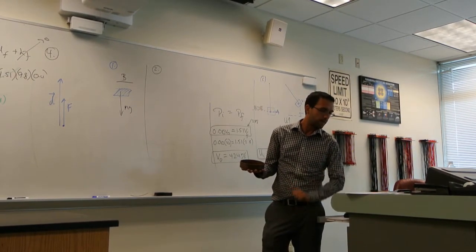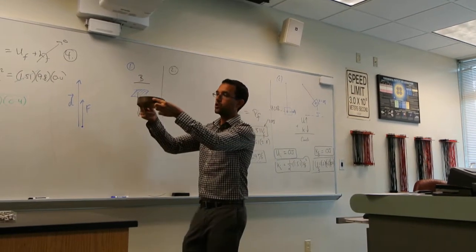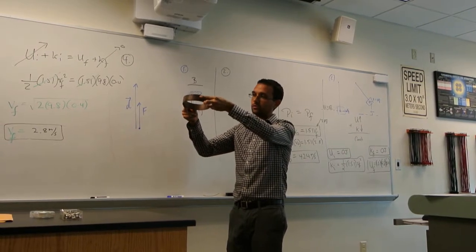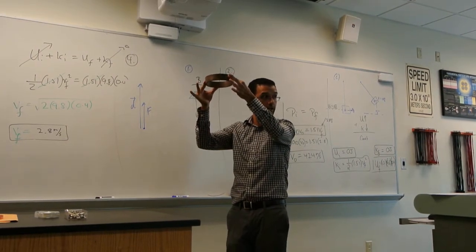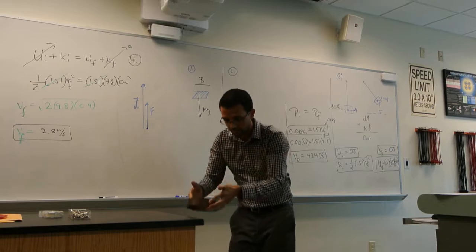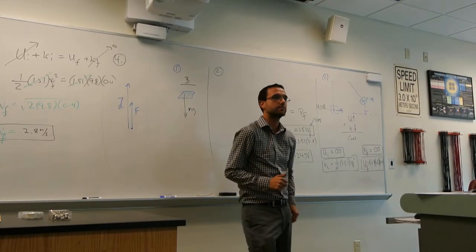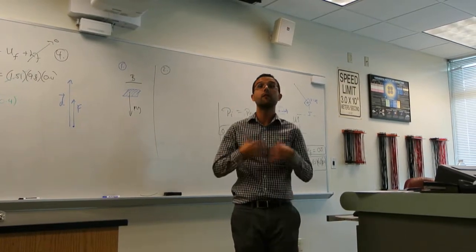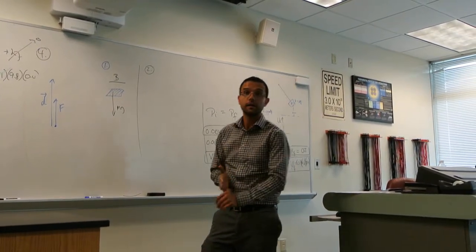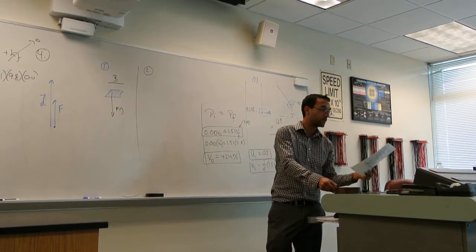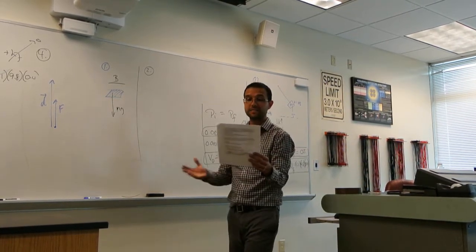It says lowering the box slowly to the floor. So here I have positive potential energy, right? Now I'm going to lower it. Am I decreasing its potential energy or am I increasing its potential energy? Decreasing. So therefore I'm doing positive work or negative work? Negative. Negative work, excellent.